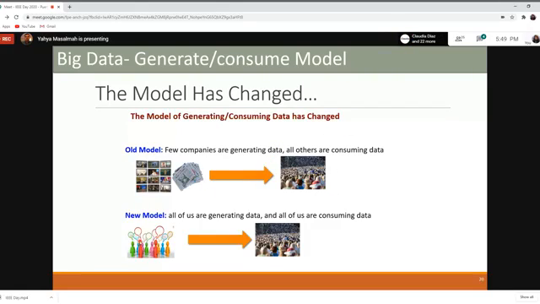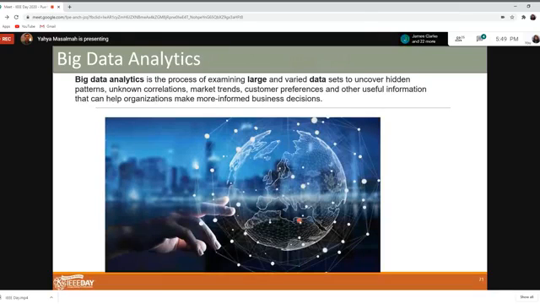Here, the model has changed. All of us are generating data. I'm speaking now, and they are recording the presentation, so we are saving and storing data. Also, all of us are consuming the data when we need it. So we can change from generator to consumer at the same time.